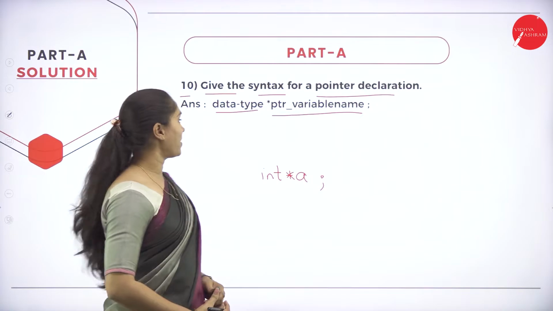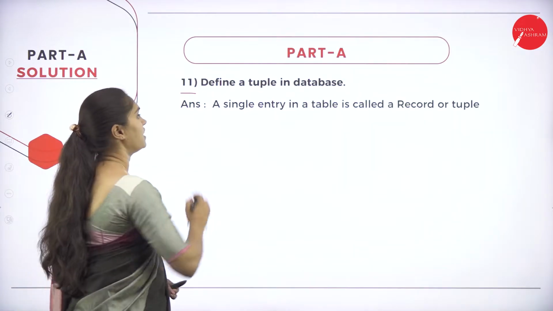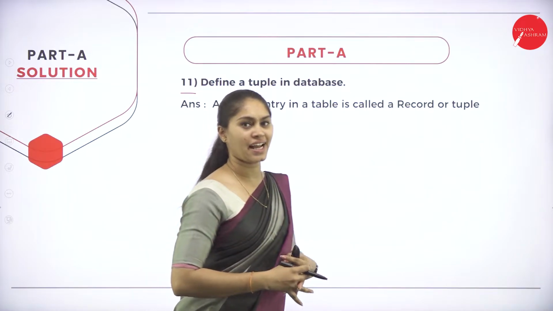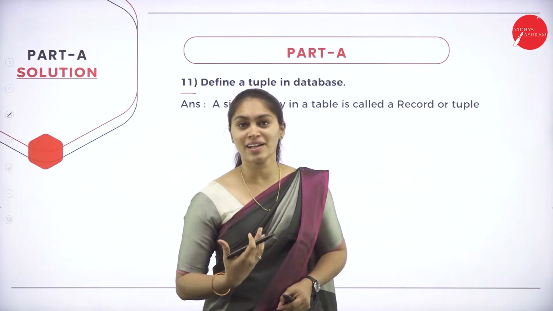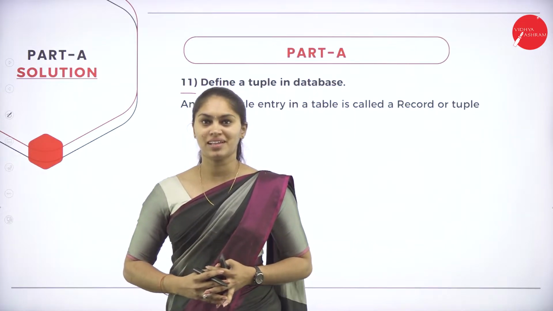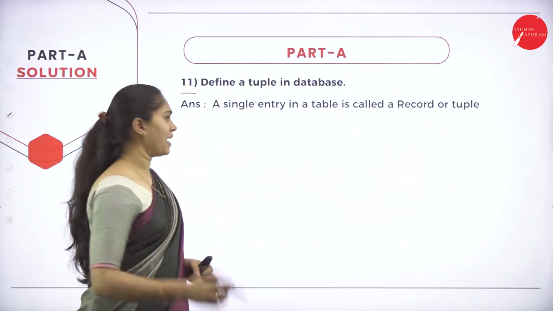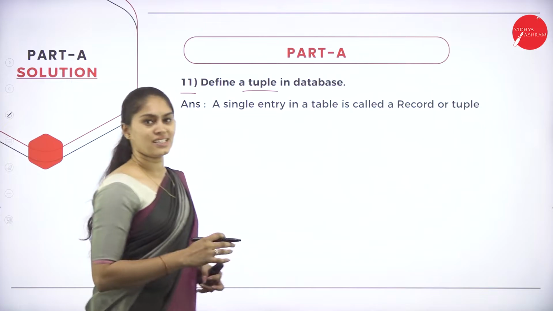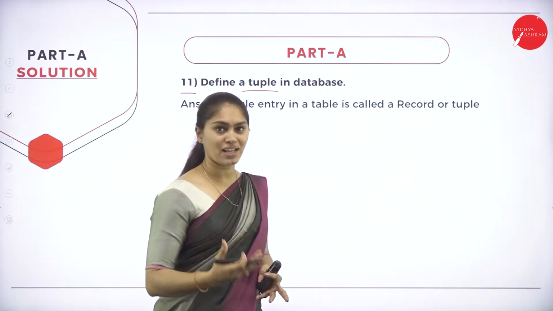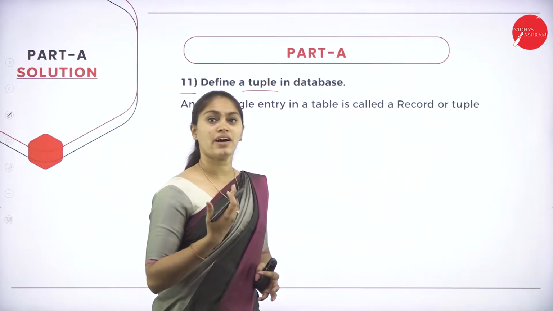We'll see the next question, that is question number 11. Define tuple in a database. When you are answering any kind of question, you have to analyze whether we have any alternative name for any of the words in computer terms. Here I am saying this because tuple has an alias name, an alternative name. The tuple is also called a record or a row in a table.